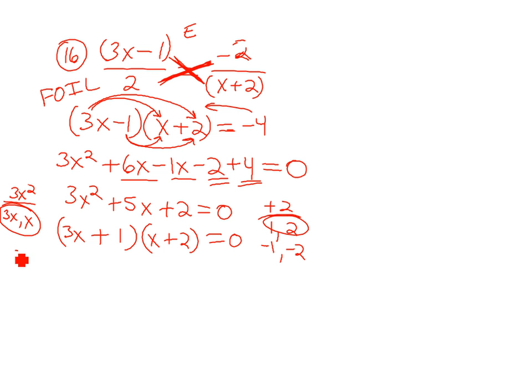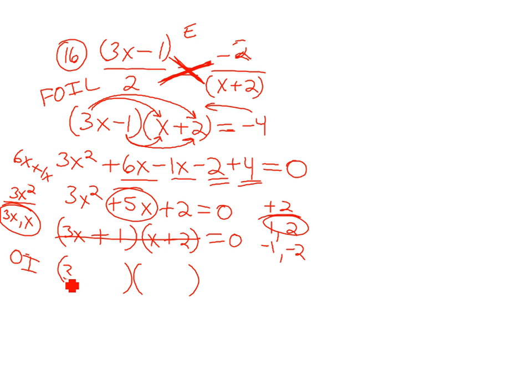Now the way we check it is by doing FOIL again, but we actually just do the outer and inner. What's 3x times 2? 6x. What's 1 times x? What's 6x plus 1x give you? 7x. Is that what we had in the middle right here? So what's that tell us? We did it wrong. We got to switch them around.